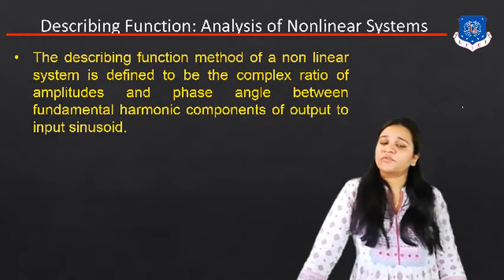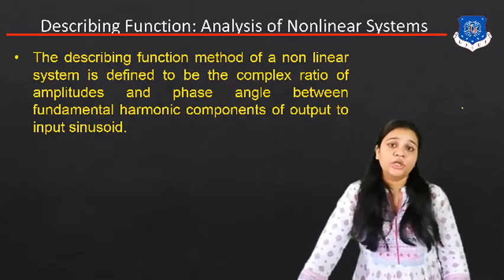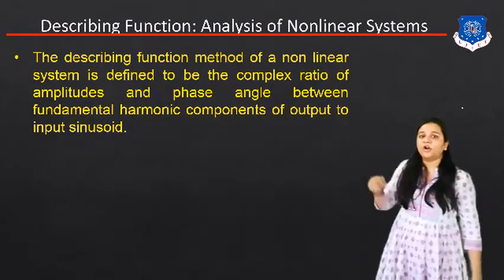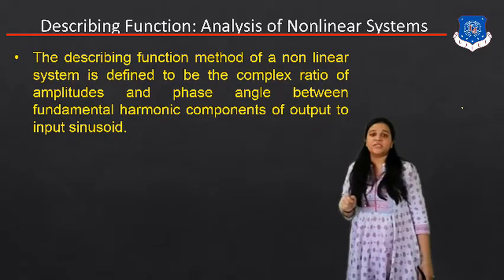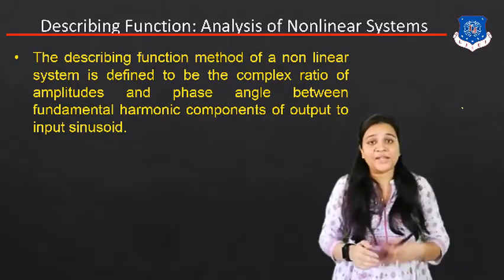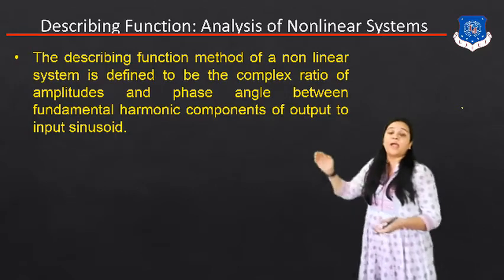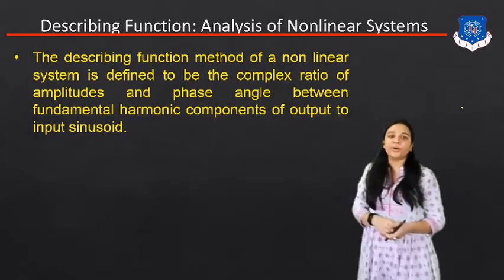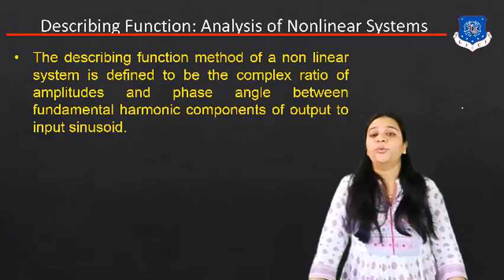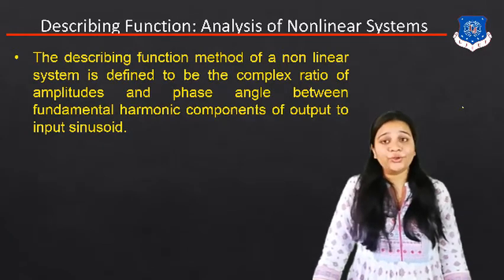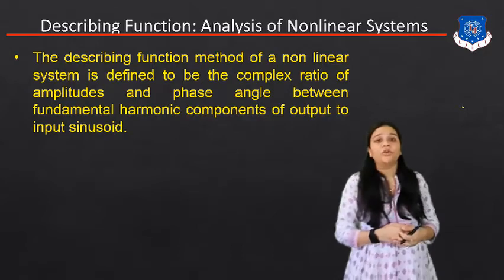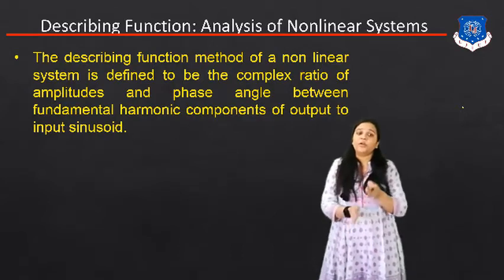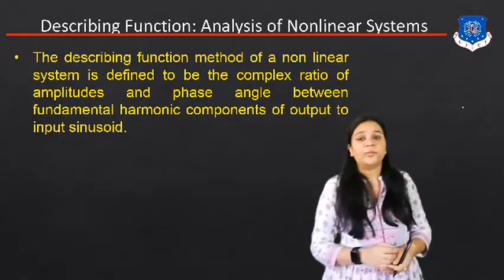So the first one is the describing function. The describing function method of a nonlinear system is defined to be the complex ratio of the amplitude and the phase angle between the fundamental harmonic component of the output and the input sinusoid. As you know, whenever we talk about a nonlinear system, the input must be sinusoidal.